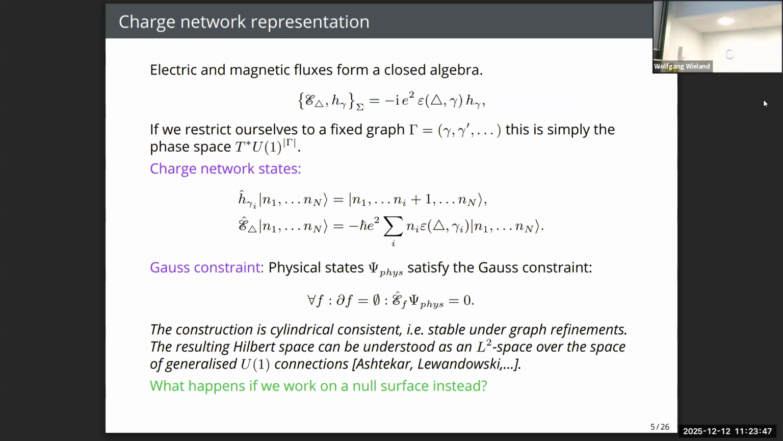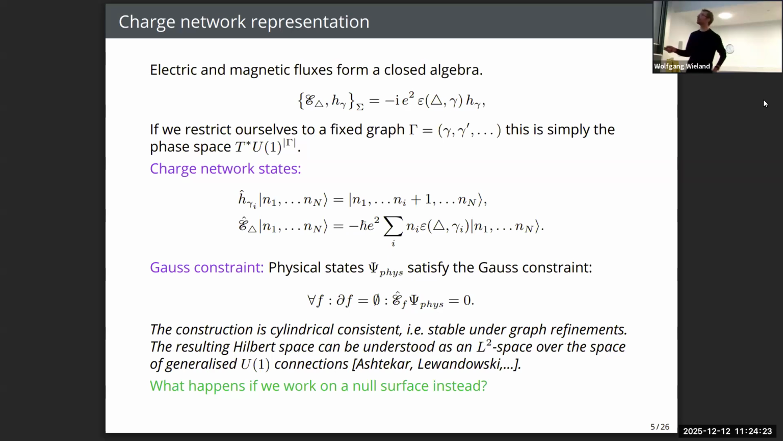And now the way I presented things here, everything depends on this graph. So Ashtekar and Lewandowski actually found a way to take the continuum limit to allow arbitrary graphs, and then one can understand the resulting Hilbert space inner product as an ordinary L2 space over the space of generalized connections. And now so this is in a nutshell the quantization of electrodynamics on a lattice. And one can do lattice QED in this way. This is always very standard.